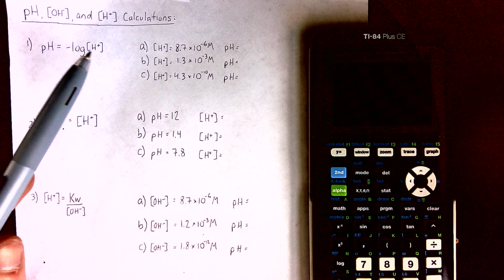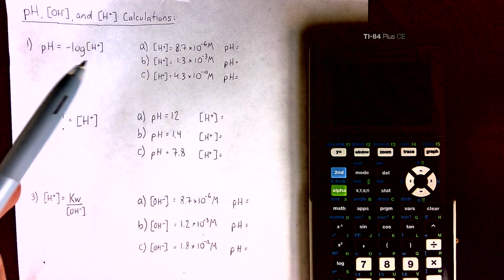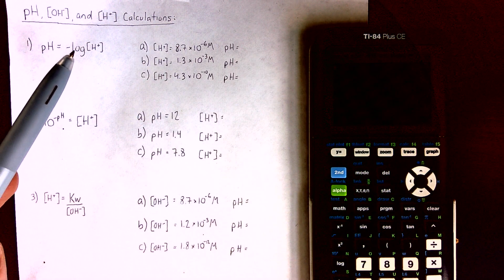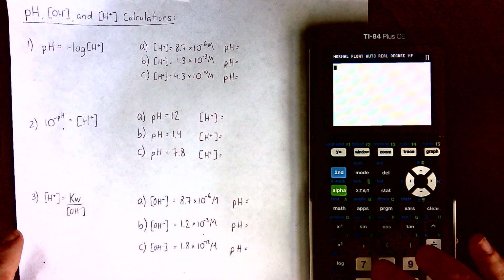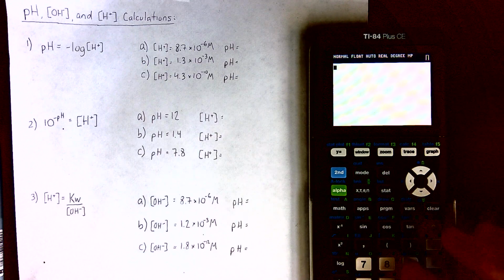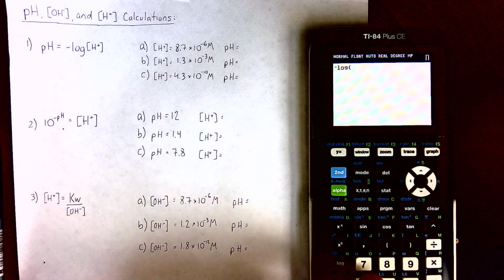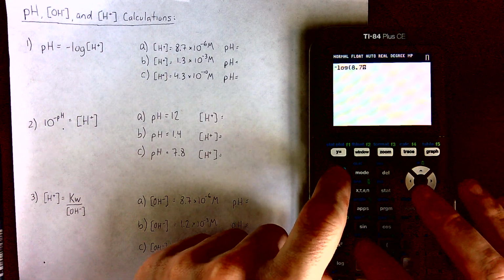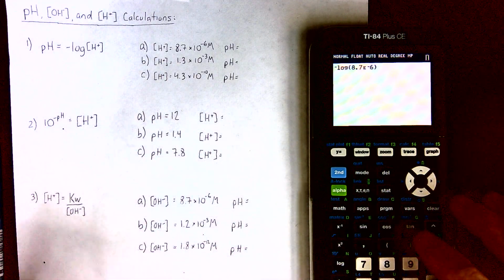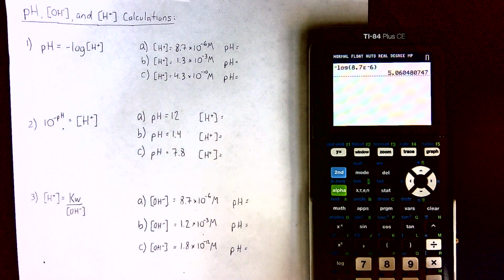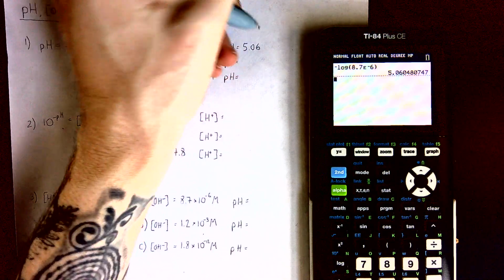And to do that, we're going to use this equation here where we take the concentration of H plus and just put negative log in front of it on the calculator. The answer will be the pH. So let's see how that works. For the first one, we're going to use negative log 8.7. I like to use EE times 10 to the negative 6. And we get a pH of 5.06, which is acidic.